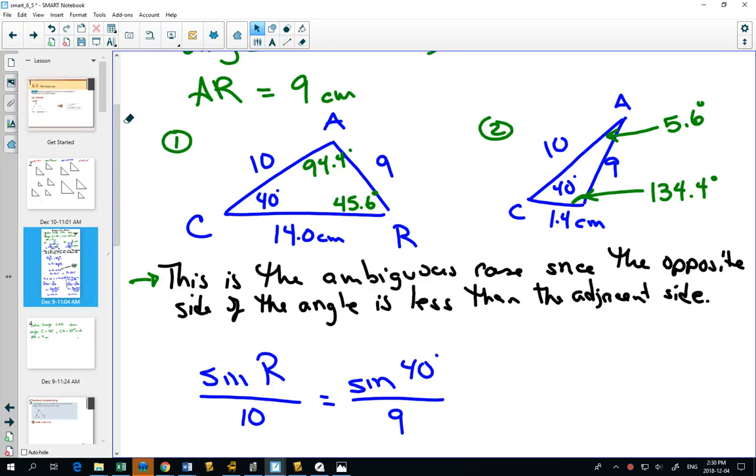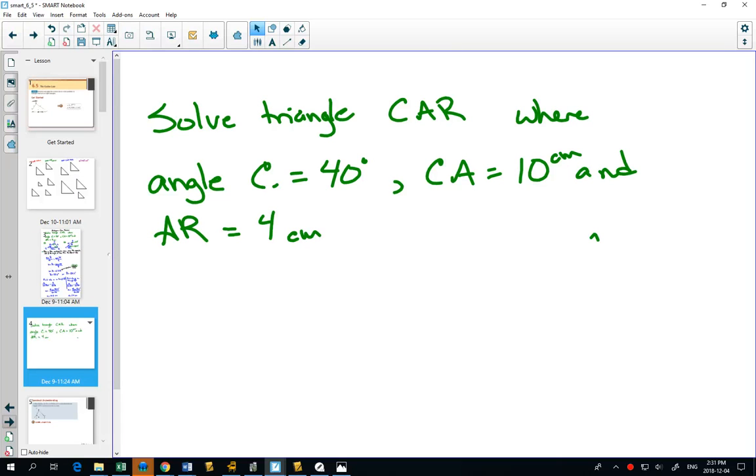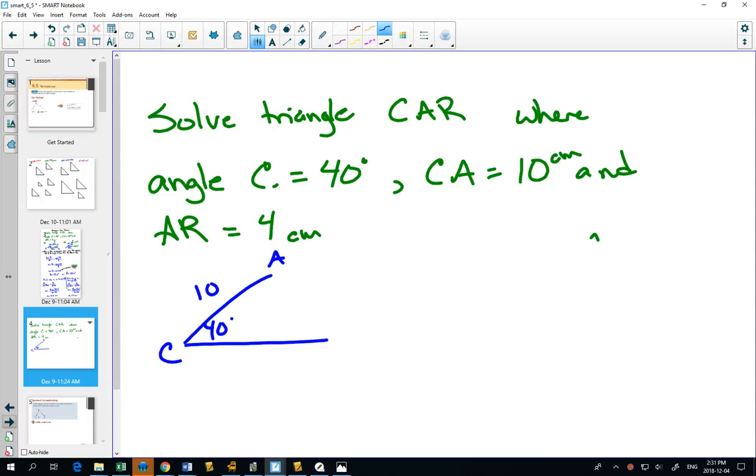So we're going to do one more example. Okay, we're going to look at another ambiguous case one. Another car triangle. Again, start by drawing it. Label your angle here, that's angle C. We know CA is 10, and we know that AR is 4. Is this the ambiguous case? Yes. So there could be a possibility of 2. 4 and 10.